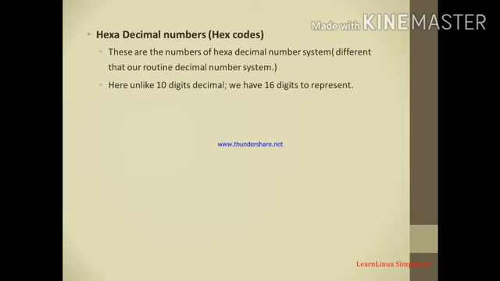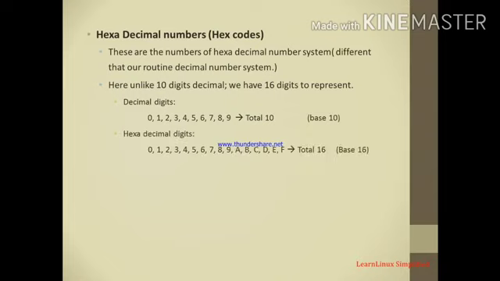So how do they work? In decimal we have 0, 1, 2, 3, 4, 5, 6, 7, 8, 9, a total of 10 digits, so we have a base of 10. In hexadecimal we have 16 digits, which are 0, 1, 2, 3, 4, 5, 6, 7, 8, 9, then A, B, C, D, E and F, that is a total of 16. Hence here we have the base of 16.